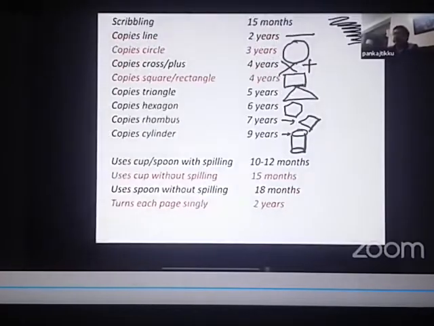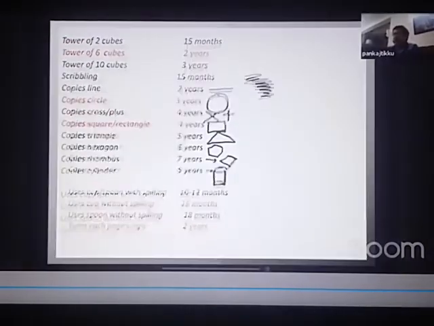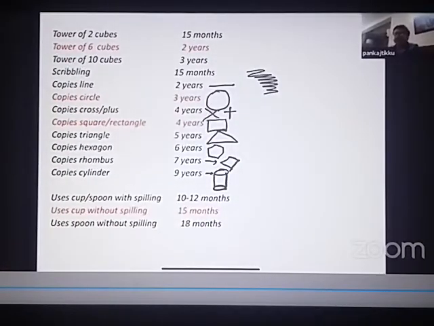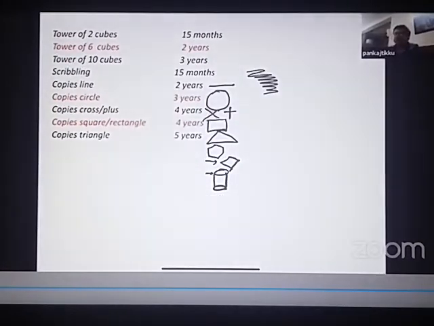So we'll just revise fine motor milestones again. This finishes up the fine motor milestones. We'll just revise these fine motor milestones again.